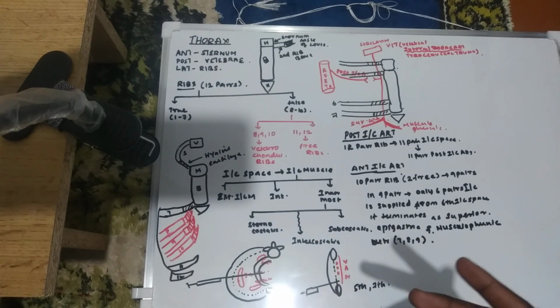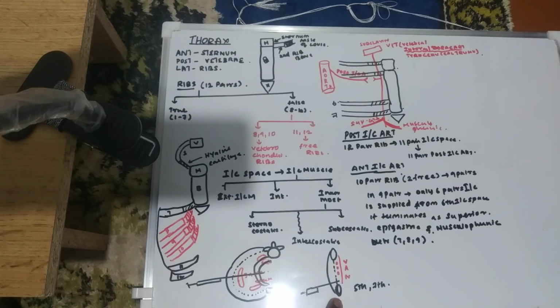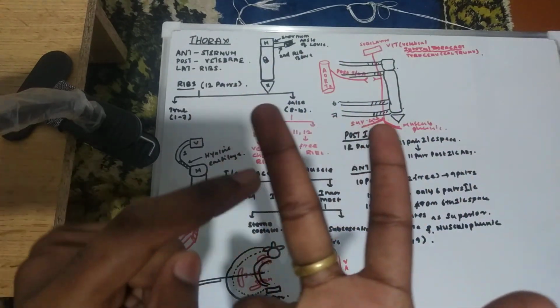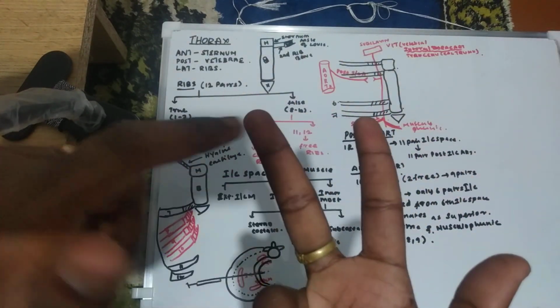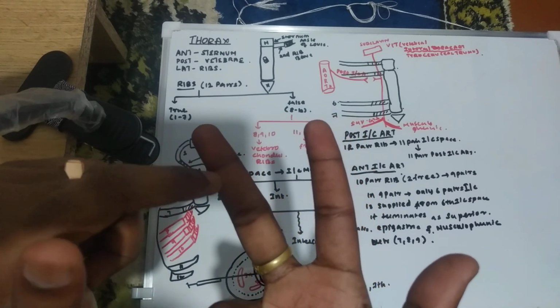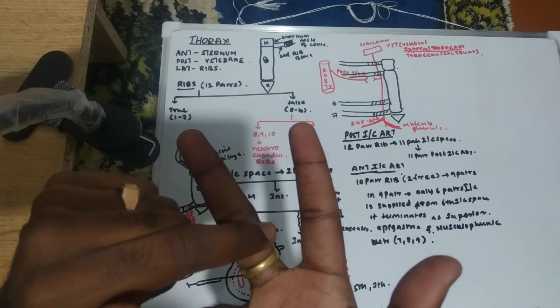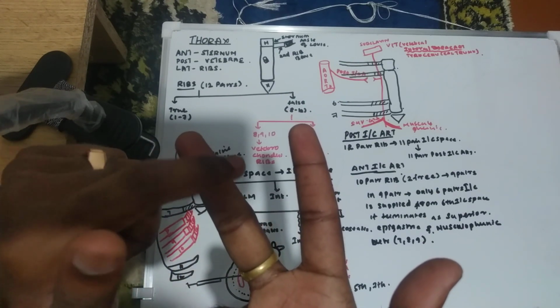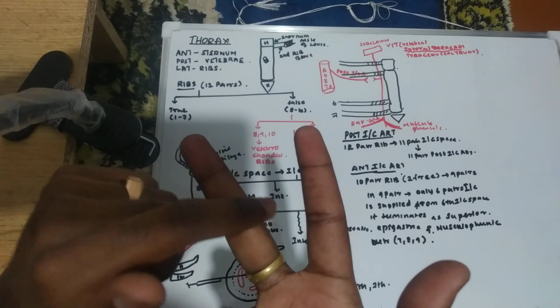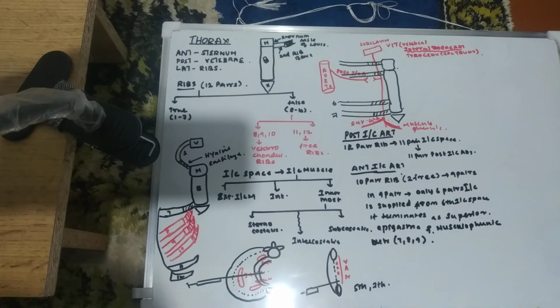When we do the pleural puncture, we have to do it from above the lower bone. See here, this is the upper rib, this is the lower rib. In the lower rib, we have to put the puncture in the upper part of the lower rib, so that there will be no damage to the arteries or nerves.